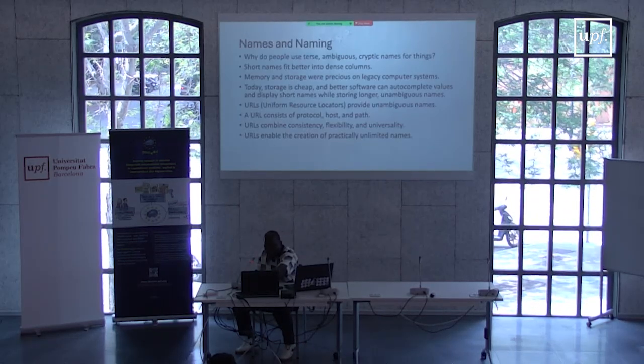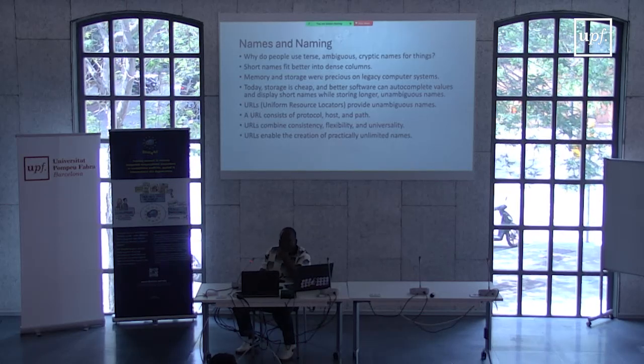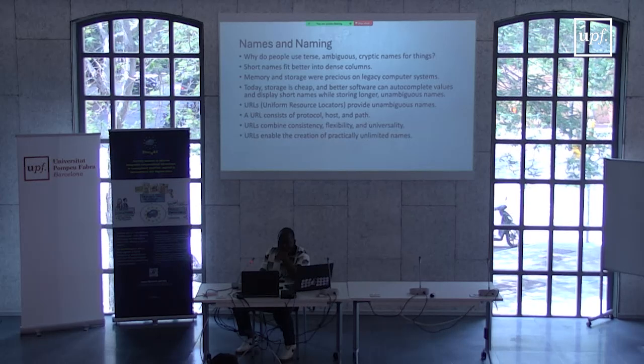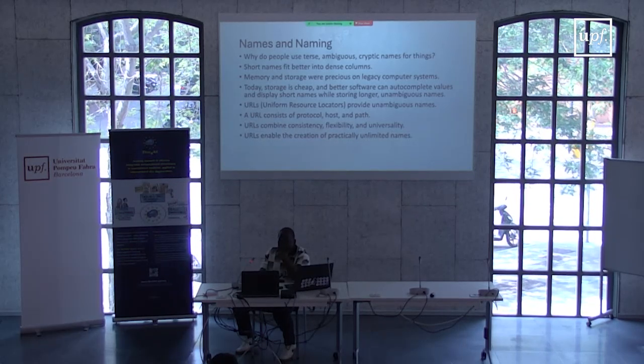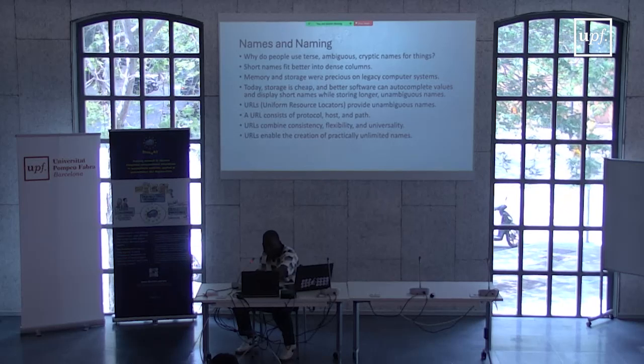So how do we decide on better formats? Why do people use terse and ambiguous names for things? Short names fit better into dense columns. We'll not talk about that.